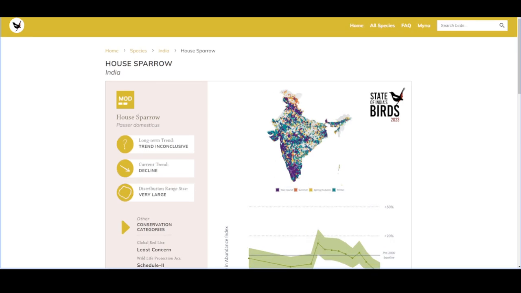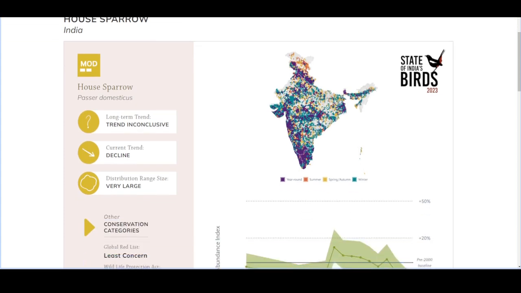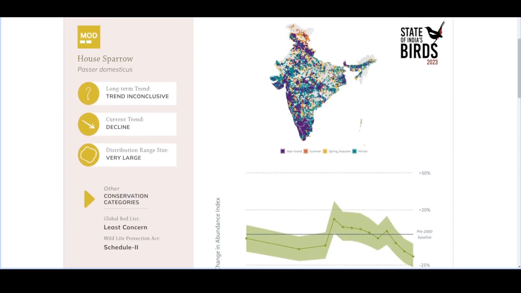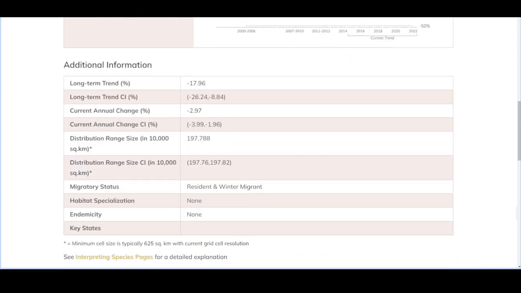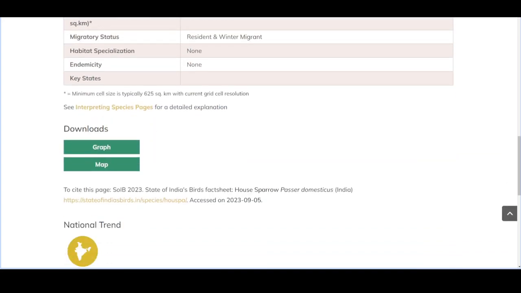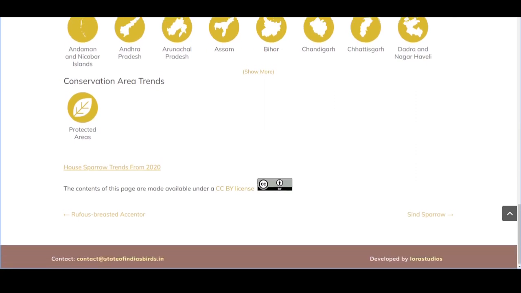If I zoom in a little more, I will see that they have different colors, right? They have year round, which means it's found all throughout the year in these regions. It's found in the summer and spring, autumn, and winter in other areas. It also shows you some trend lines, and there is a graph shown out here. In addition to this, there are some stats and different state trends for all the states in India, right?